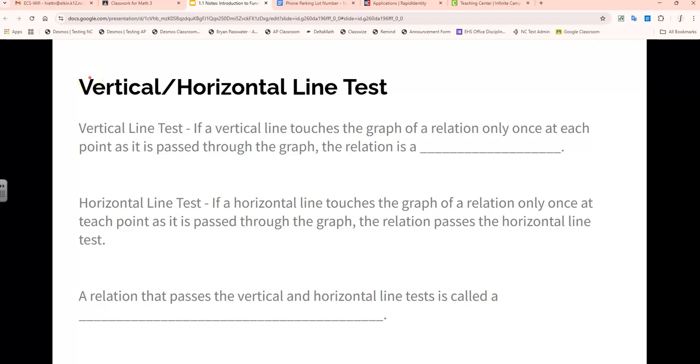So one of the things that we do for functions, when we're looking at a graph, we can use a vertical line test. So a vertical line test tells us if a vertical line touches the graph of a relation only once at each point as it is passed through the graph, the relation is a function. Sorry for my writing here.